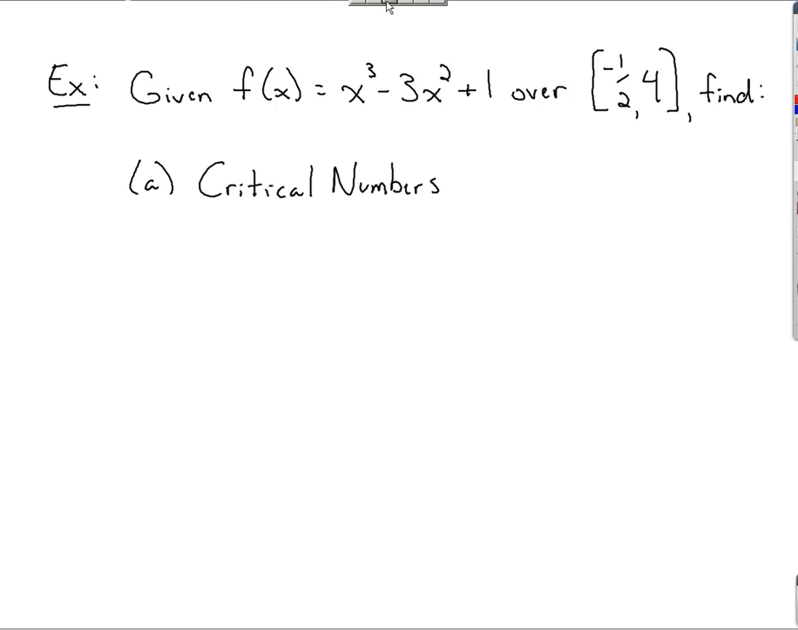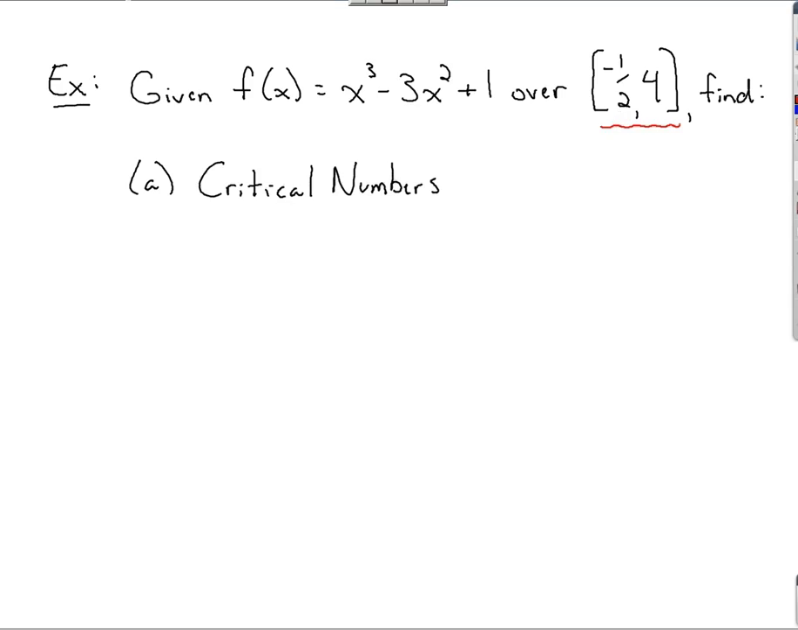Alright, so we're given a polynomial function here. Technically, we're only looking at this function for x values as they're defined on this interval. So basically, I've got two endpoints on this function, one where x is -1/2, one where x is 4. To lead things off, we're going to find the critical numbers.